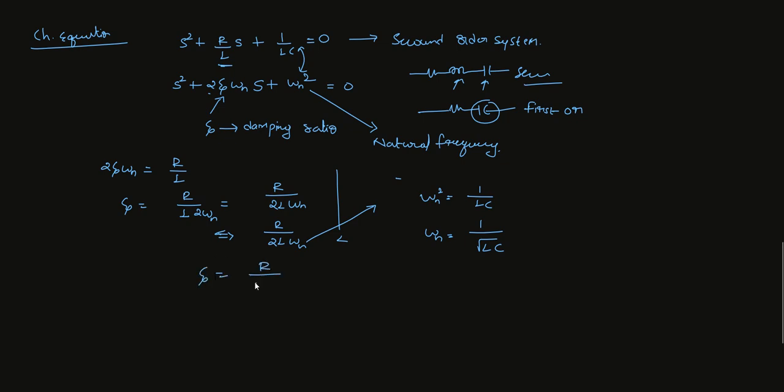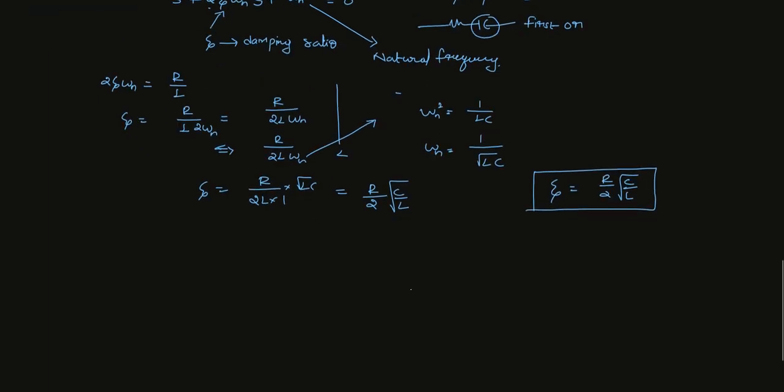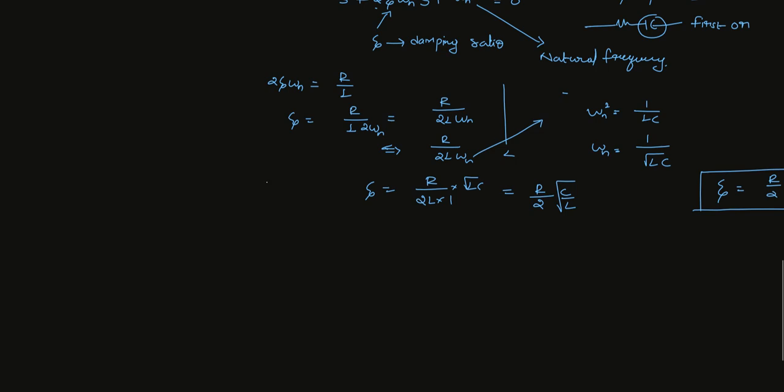So that is R by 2L into 1 by root LC. After solving you will get R by 2 into root over C by L. So this is our zeta value. Zeta value is R by 2 into root over C by L. Let us discuss the significance of this zeta value. Zeta, I already told, is the damping ratio.